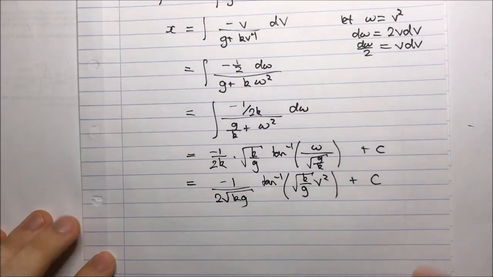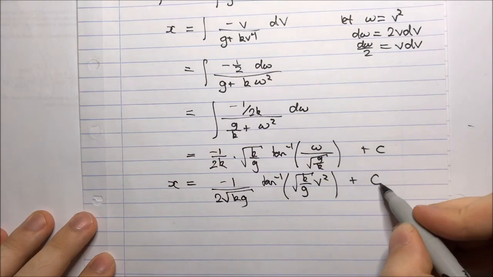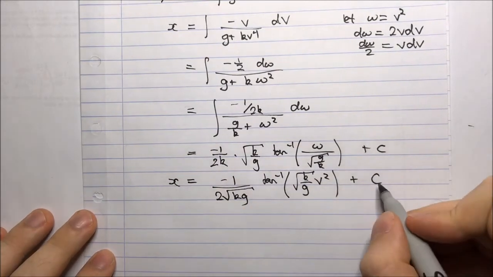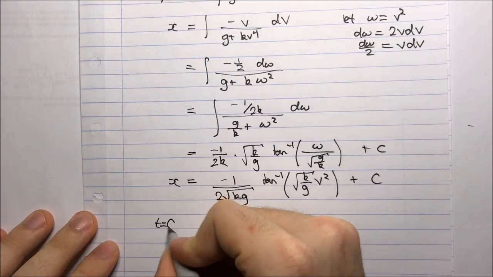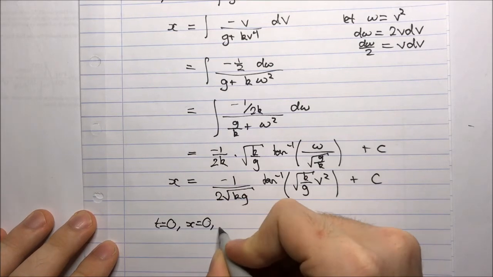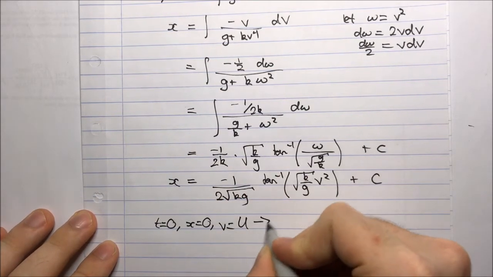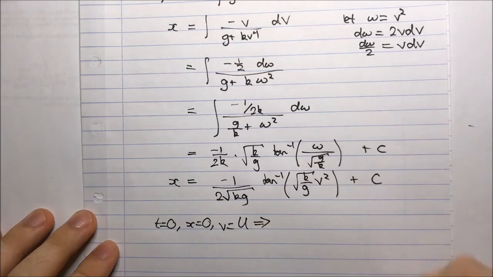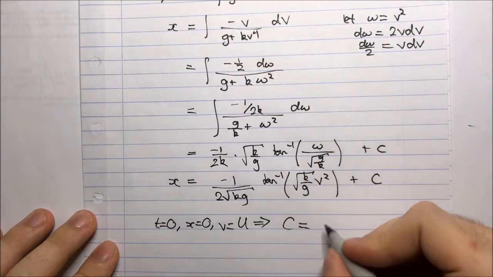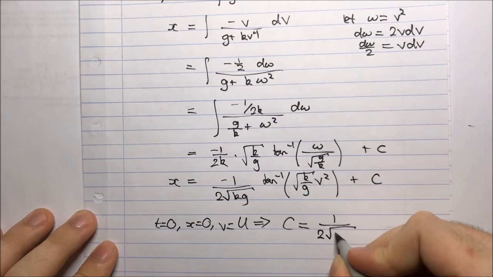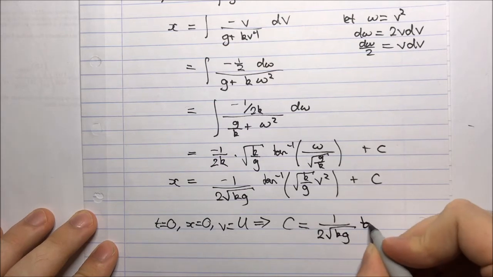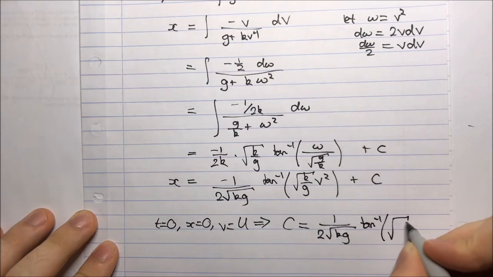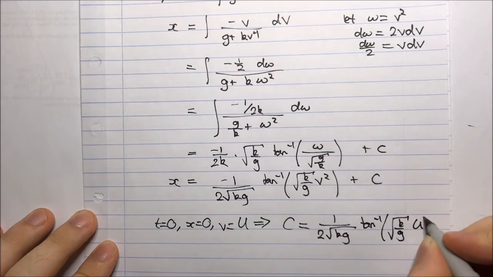Now I'm going to use my initial conditions to work out what my constant is. So, when t is equal to 0, x is 0, and v is u. So if I was to sub that in here, that would give me that c is equal to 1 over 2 times the square root of kg, tan inverse the square root of k on g, u squared.